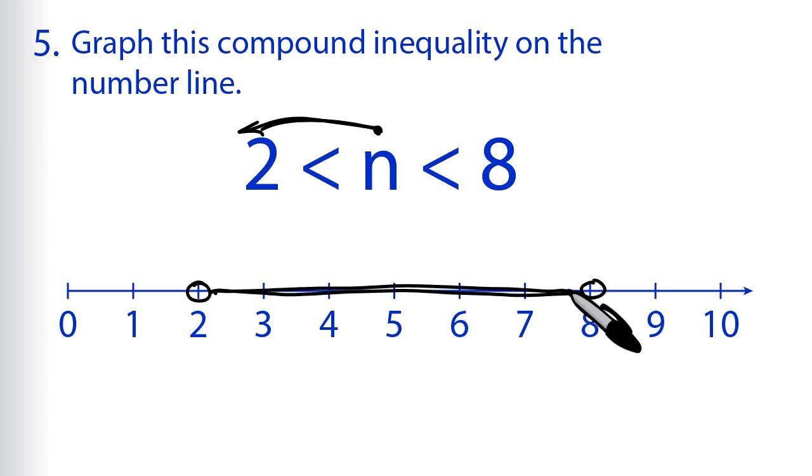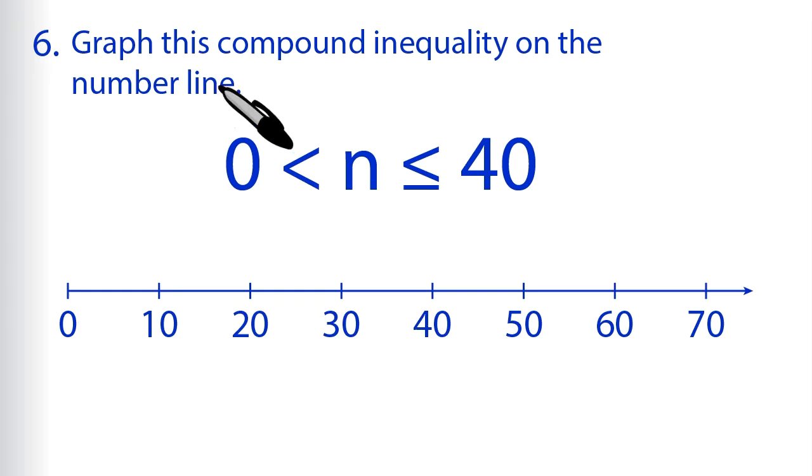They satisfy this compound inequality. For problem 6, we're supposed to graph this compound inequality on the number line, and we're given n is greater than 0 and less than or equal to 40. For the 0, it's not the "or equal to" type sign. Reading it in this direction, it's the less than sign, but reading it from the n to the left, it's n is greater than 0. But we will do an open dot for that.